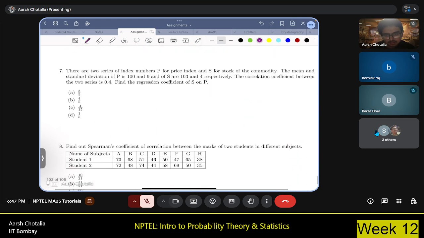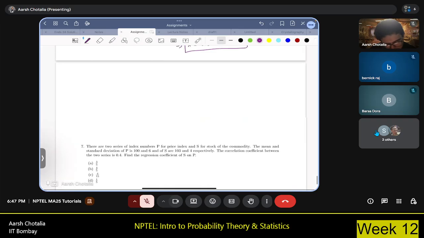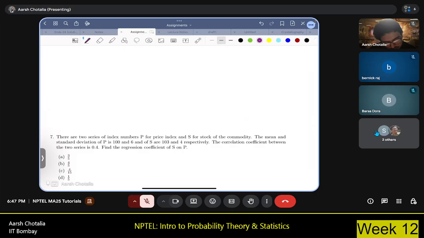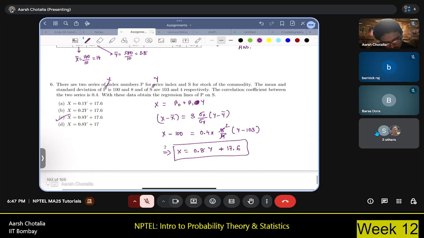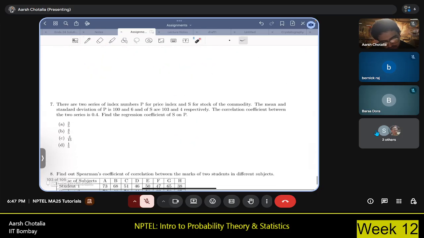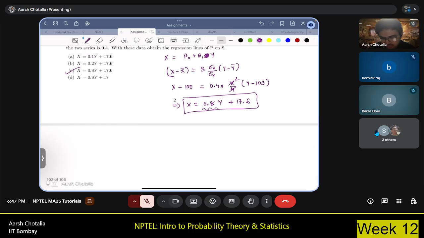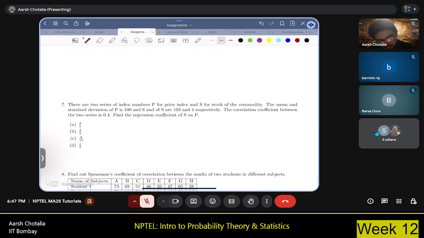Okay, now the seventh one. Again, two time series are given. Is it the same question? Yeah, it's slightly different. Instead of 8, you have 6. But we have to find the regression coefficient of S on P. Now, the regression coefficient of S on P is nothing but this number, right? 0.8 in the previous case. But now the standard deviation is different.